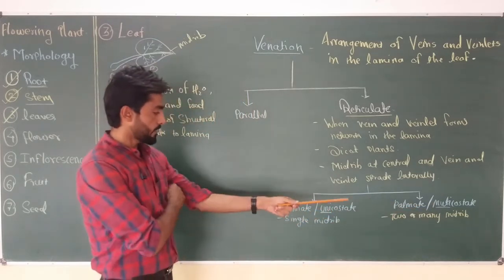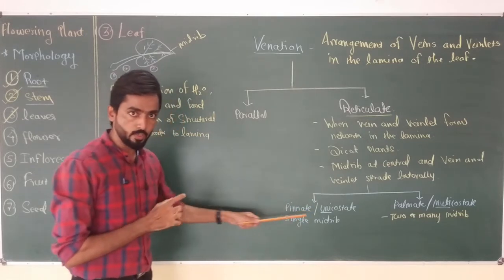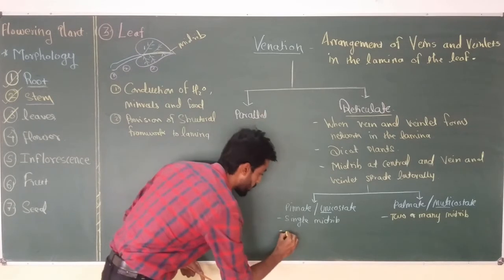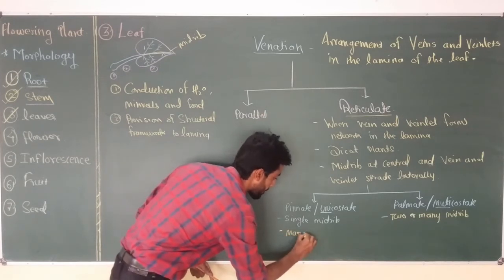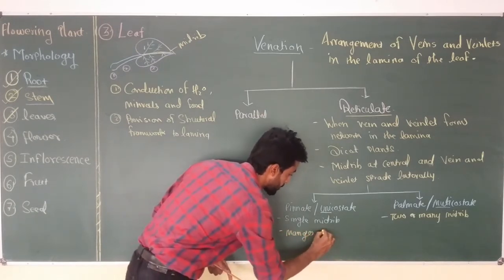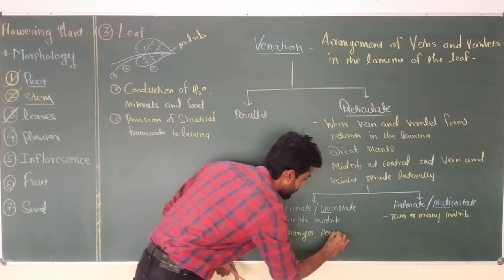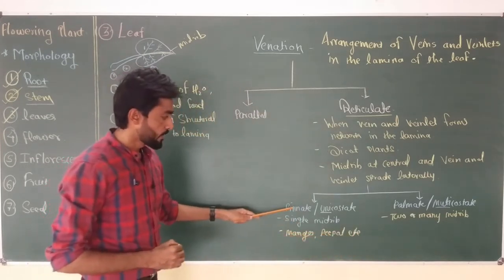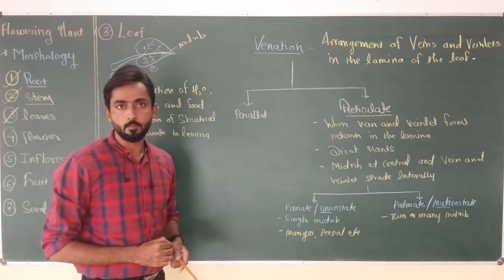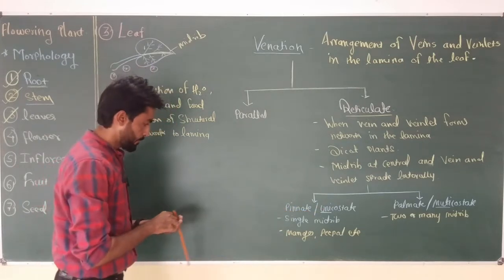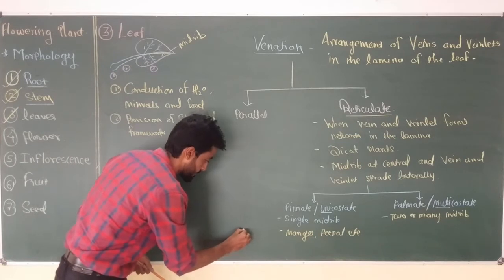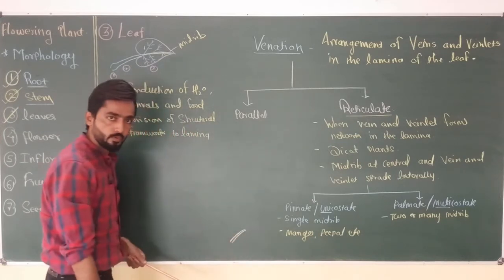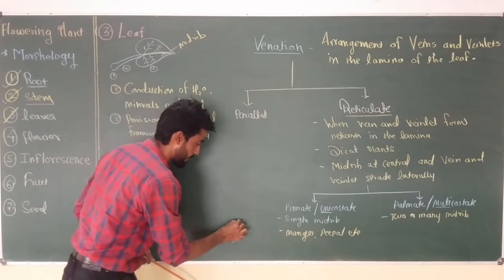Now, if we study the unicostate venation in detail, the well-known examples of this are mango, peepal, etc. So these plants show pinnate or unicostate type of venation. Okay, suppose this is the petiole, and now the petiole has a lamina.